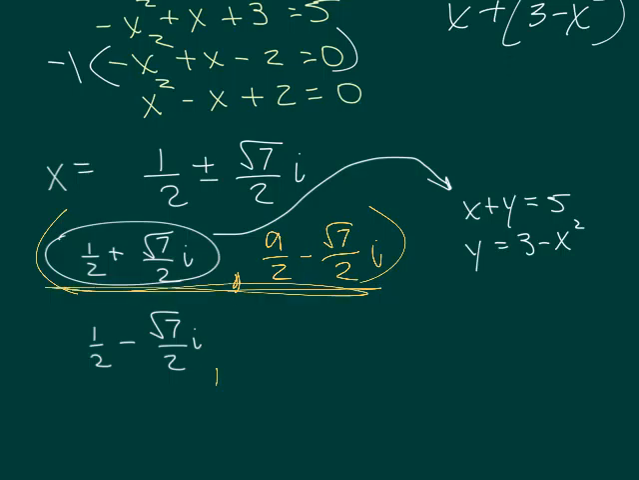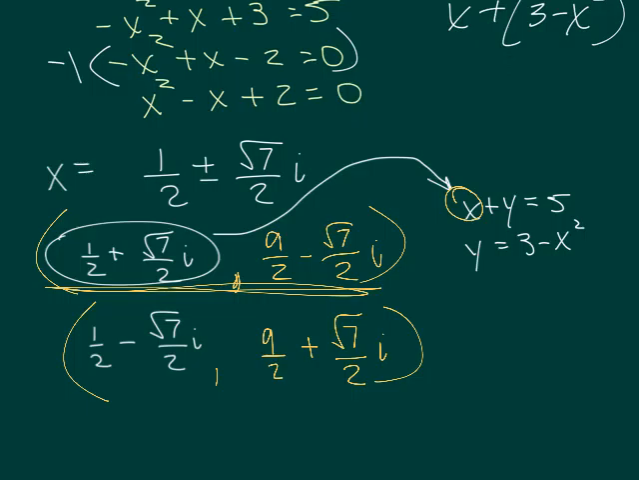Now I'm going to plug the bottom one, 1/2 minus the square root of 7 over 2i, in for x right here. And when I do that, I get 9/2, but this time I get a plus the square root of 7 over 2i for my y value there. So there's my x value and there's my y value.